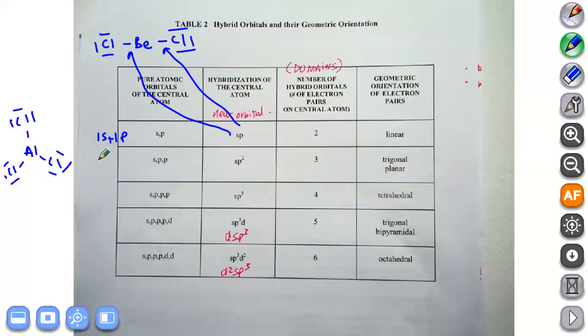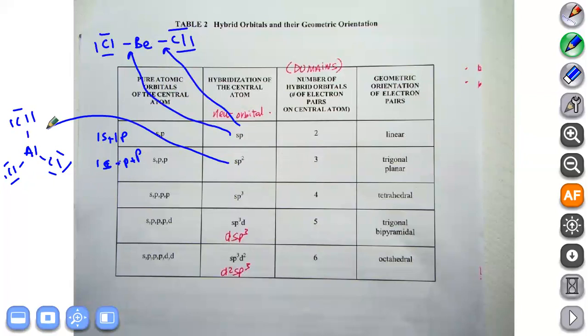mix 1 s with 2 p's. Oops, let me do it this way. S plus 2 p's and hybridize, meaning you mix. And when you mix, you end up with new orbital called sp2. So you have 3 sp2 bonding ability.